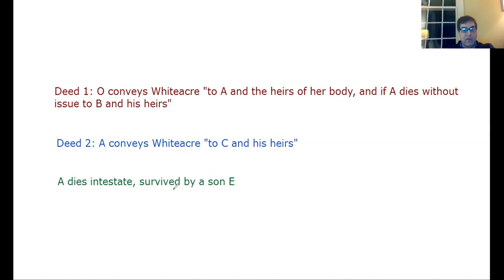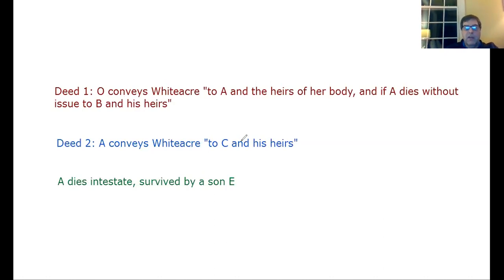Now, what if things had turned out differently and E had predeceased A, so that at A's death, A does not have surviving descendants? Then, when A dies, B's executory interest would divest the fee simple. And so C holds the fee simple subject to executory limitation, but at A's death, if A does not have issue at that point, then B would be entitled to possession and would divest C. So B would become the owner of Whiteacre in fee simple absolute.